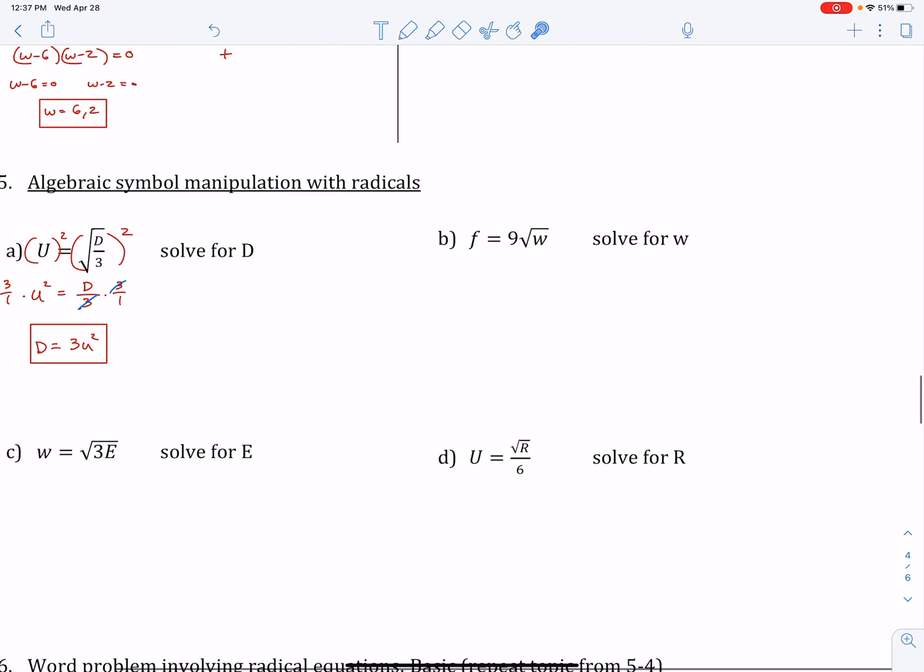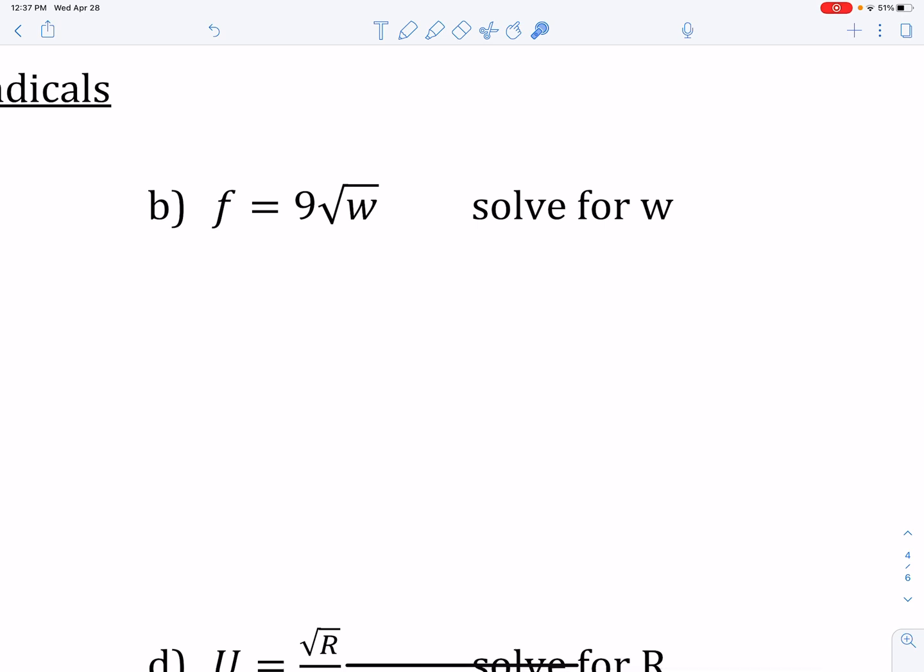All right, letter B then. Same kind of idea that's happening here, but I want to solve for w, meaning I want to look at what's happening here on this equation, and I want to get my 9 over here, and that way I'm almost isolating my w. Well, that's 9 times the square root of w. I want to take the inverse operation, that's division. Whatever I do to one side, I have to do to the other. That gives me f over 9 equals the square root of w.